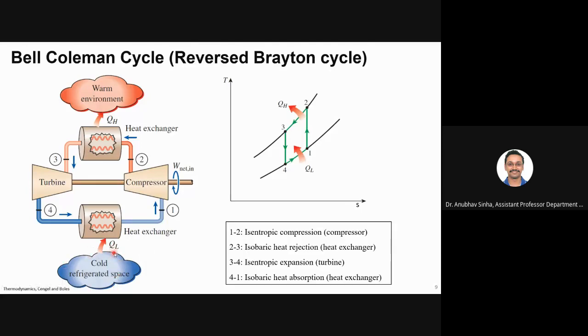So we extract heat from a cold temperature body or cold reservoir, and this is from 4 to 1. This happens at constant pressure. So this line is for constant pressure. So we have isobaric or constant pressure heat exchange at the heat exchanger.